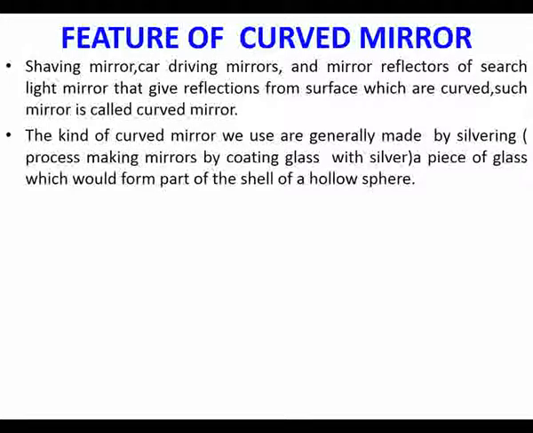The kind of curved mirror we use are generally made by silvering a piece of glass which would form part of the shell of a hollow sphere.